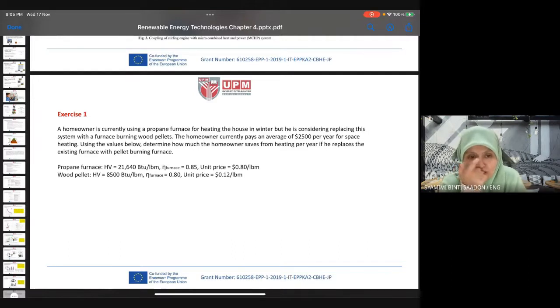Instead, using the values given below, the information that we have, determine how much the homeowner saves from heating per year if he replaces the existing furnace with a pellet burning furnace. We just want to do an estimation of how much we can save in a normal household if we use a biomass source, a bioenergy source, for heating a house. So here we have to compare between propane furnace and wood pellet.